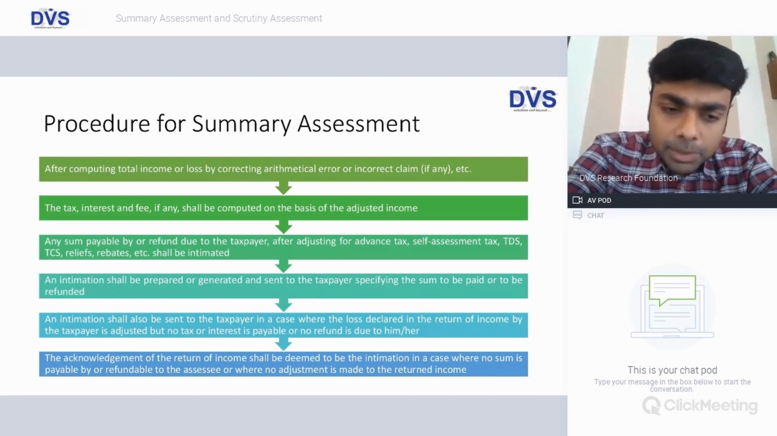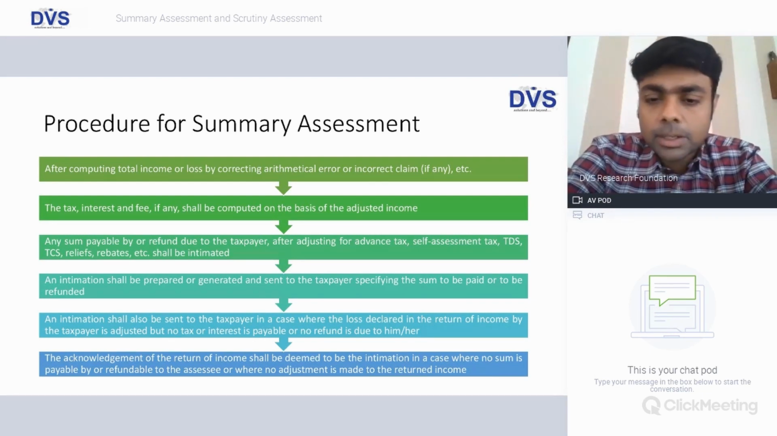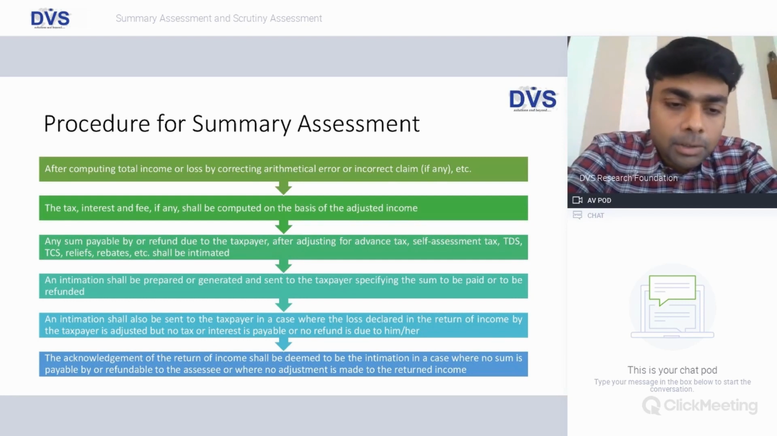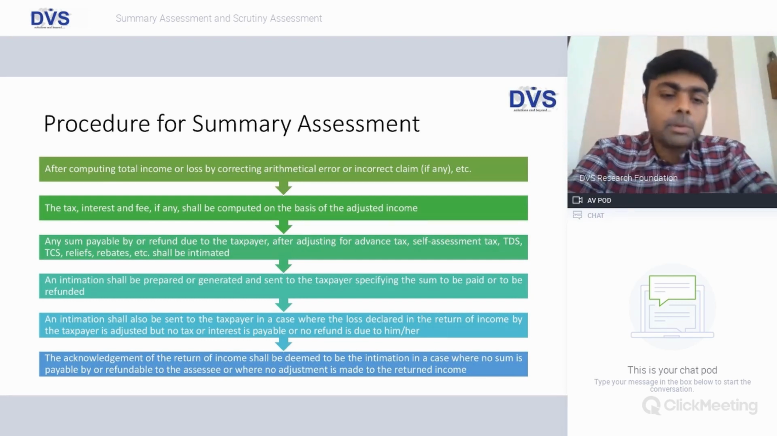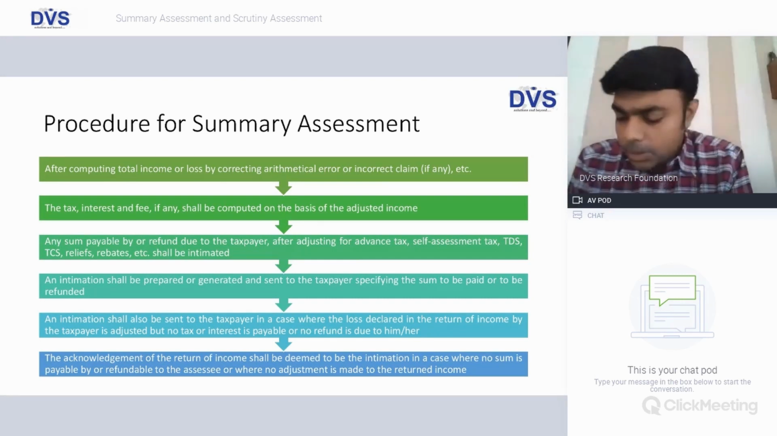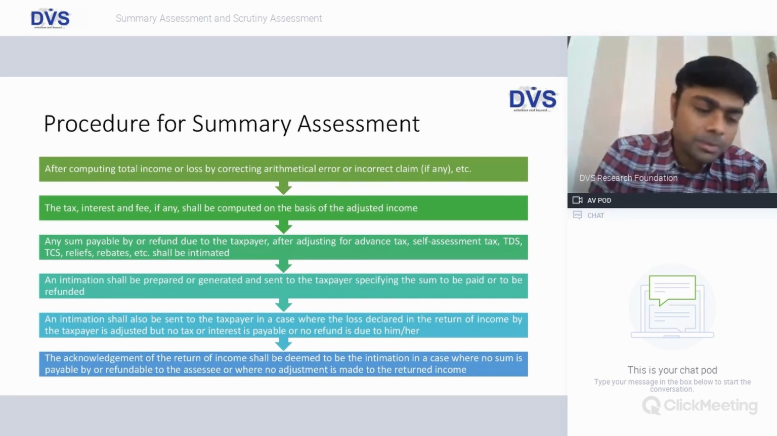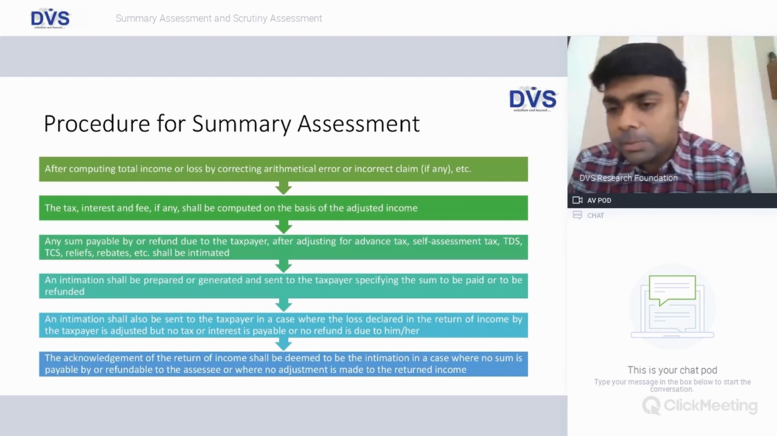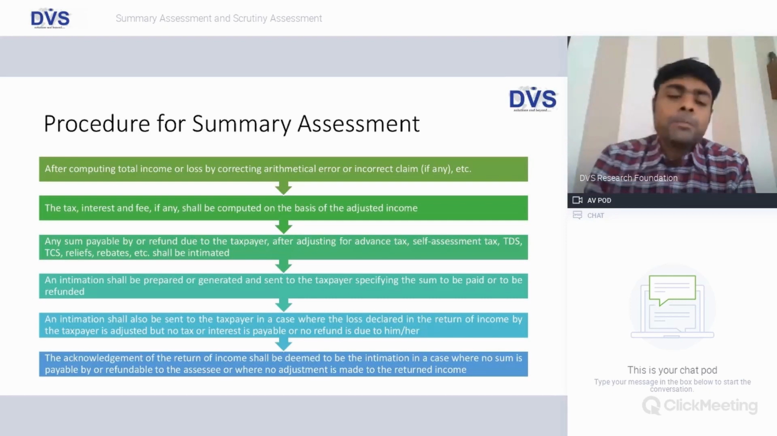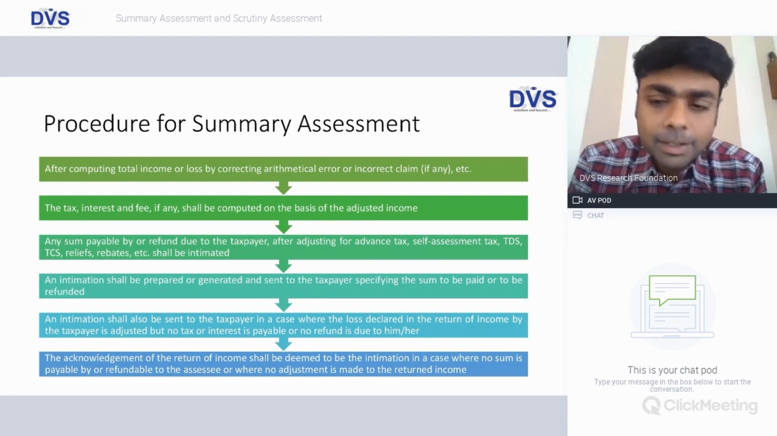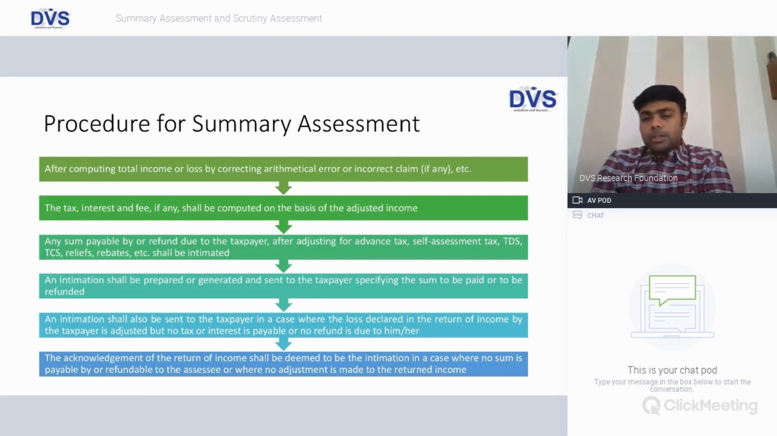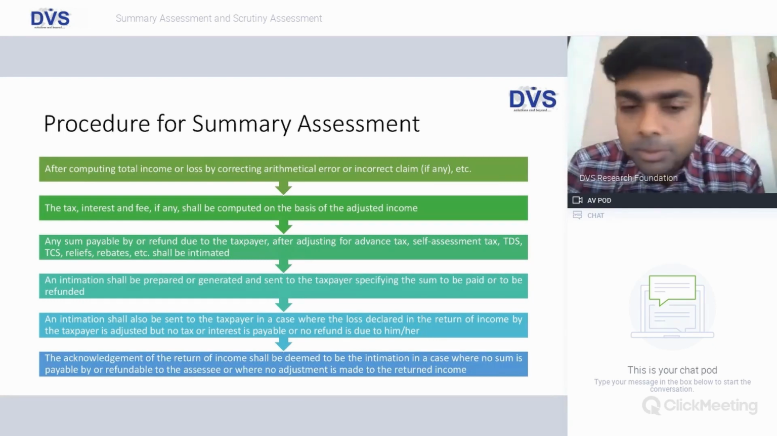An intimation shall also be sent to the taxpayer in a case where a loss declared on the return by the taxpayer is adjusted, but no tax or interest is payable or refund is due. The acknowledgement of return of income shall be deemed to be an intimation in a case where no sum is payable or refundable to the assessee. So fairly straightforward provision, friends. You file a return of income, you receive an acknowledgement, it is an intimation under 143(1). Where you file a return of income and you've got the acknowledgement, but later, within the time limit of 1 year from the end of the financial year, the department comes back saying no, certain things are missing.